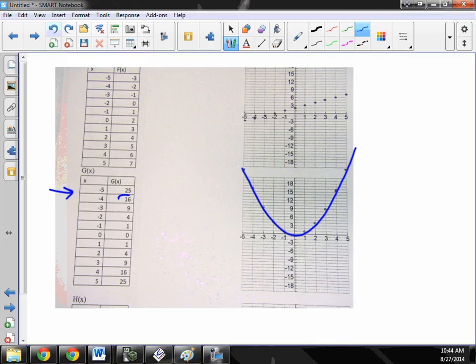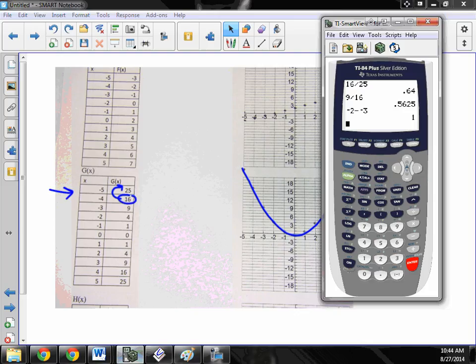So I'm going to take 16 and I'm going to divide it by 25. So 16 divided by 25, that is my ratio, 0.64. If I do the next two, what should I expect if it's exponential? 0.64 again. And again, you always do this year divided by last year, or next year divided by this year. So now I move on to 9 divided by 16, and they're not the same. So this is not exponential.